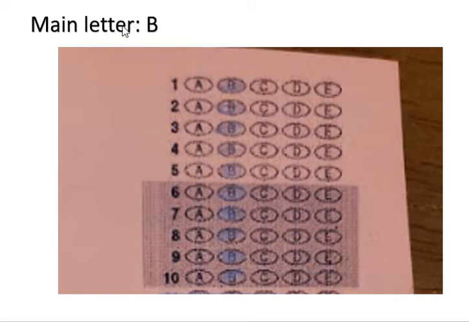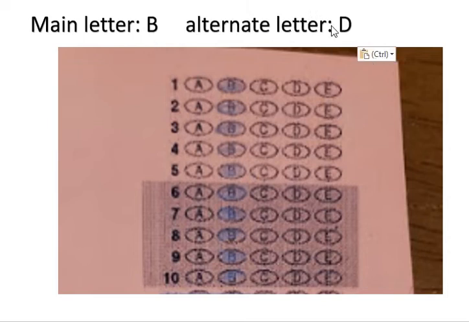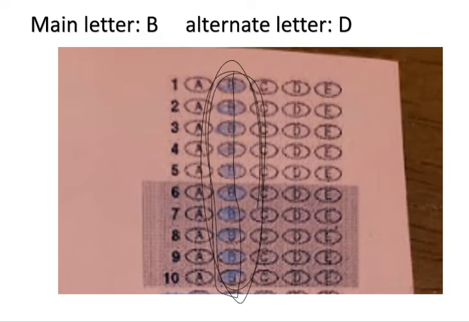Okay, so my main guess letter is B. My alternate letter is D. And if you notice, right here, I have darkened in or bubbled in B just enough to where it'll be picked up, just to where it's really light, where I can see what's going on with it. So that's really important. That's the first thing you do after you put your name on this. Don't look at the questions, don't do anything, just do that.